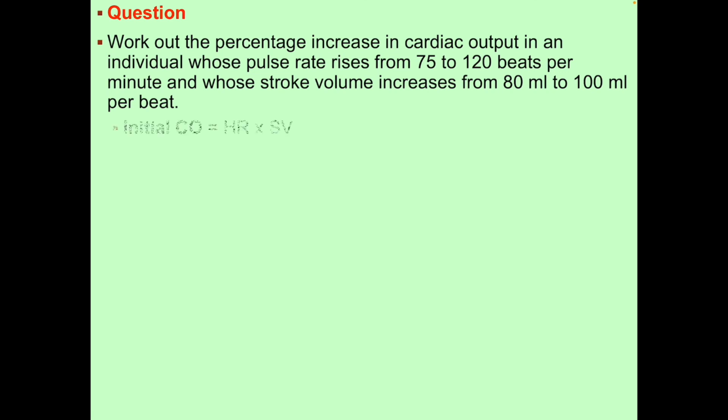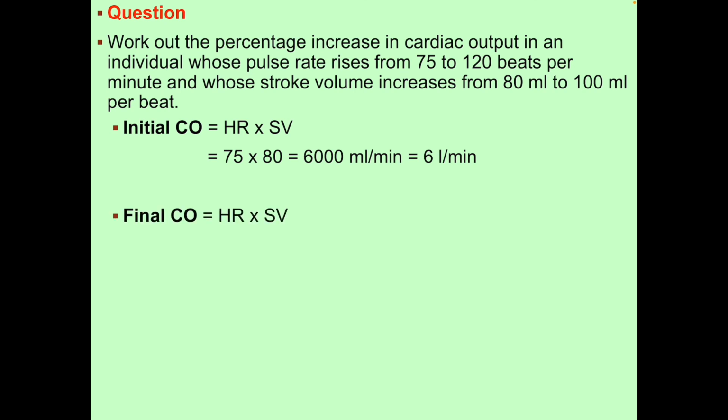Right, so first calculation is working out the initial cardiac output. Cardiac output equals heart rate multiplied by stroke volume. The heart rate is 75 beats per minute, the stroke volume is 80, 75 multiplied by 80 is 6,000 millilitres per minute or 6 litres per minute. The final cardiac output is 120 multiplied by 100, which is 12,000 millilitres per minute or 12 litres per minute.